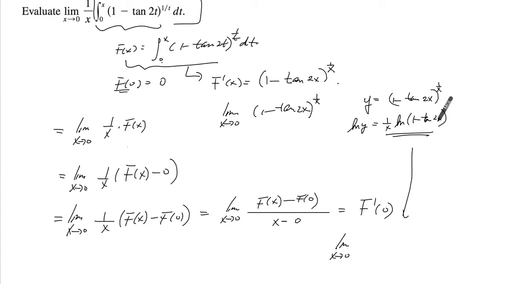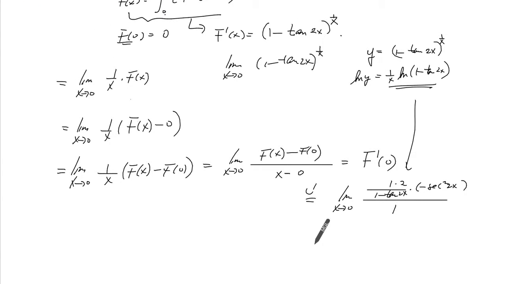So the top is going to be approaching ln of 1, which is 0. The bottom is 0. So we can use L'Hopital's rule to differentiate top and bottom separately to get 1 at the bottom. On the top, it's going to be 1 over 1 minus tangent of 2x, chained by the derivative of that, which is minus secant squared 2x times 2. So I'm just going to put the 2 here. So we have minus 2 secant squared 2x all over 1 minus tangent of 2x.